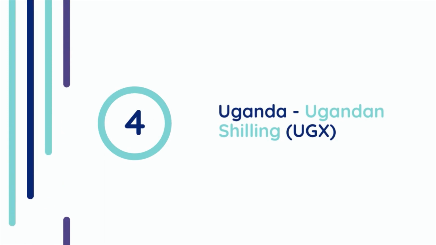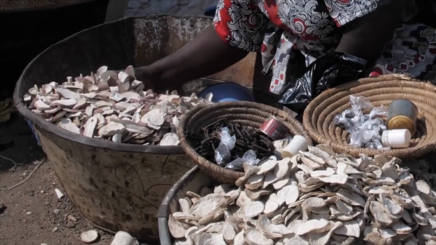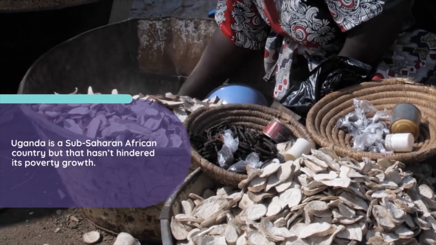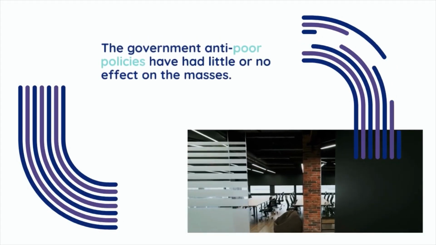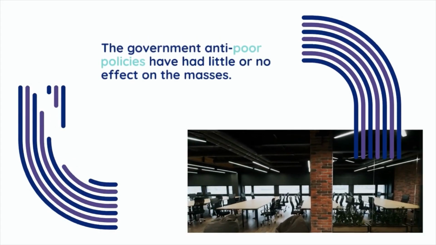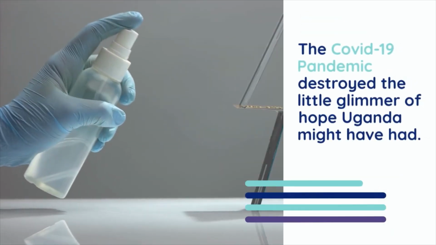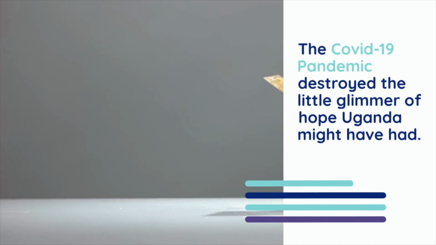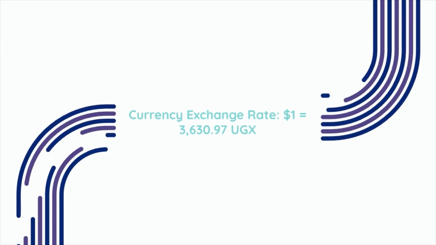4. Uganda, Ugandan shilling, UGX. Uganda is a sub-Saharan African country, but that hasn't hindered its poverty growth. The government's anti-poor policies have had little or no effect on the masses. The COVID-19 pandemic destroyed the little glimmer of hope Uganda might have had. Currency exchange rate, $1 equals 3,630.97 UGX.